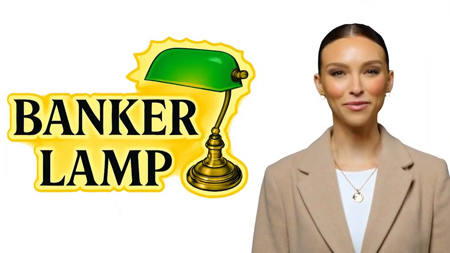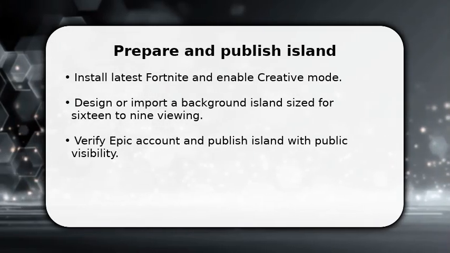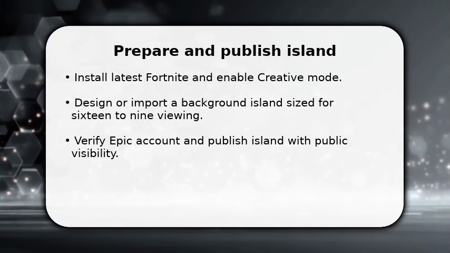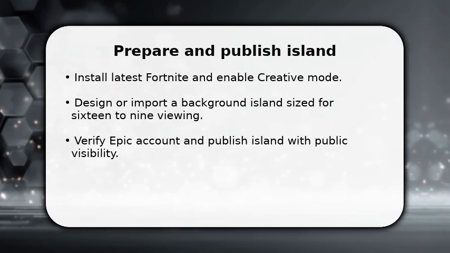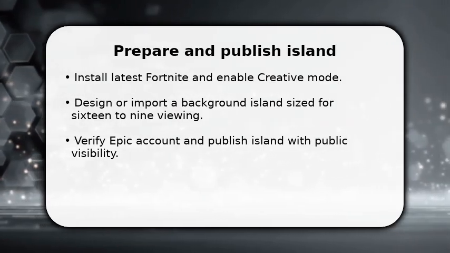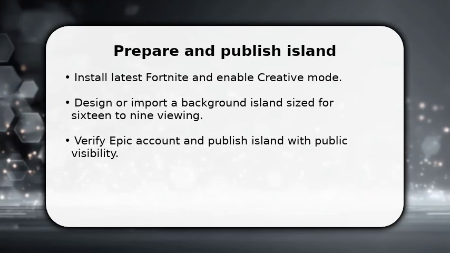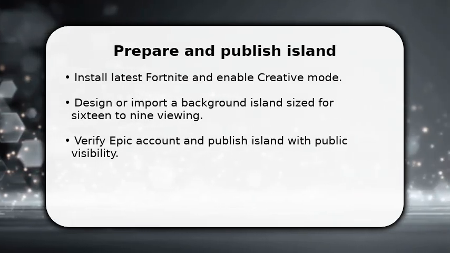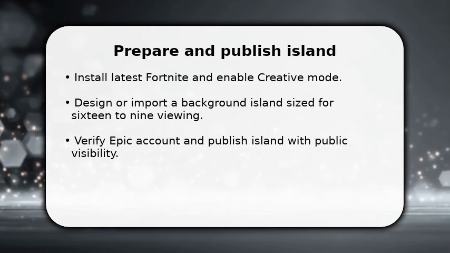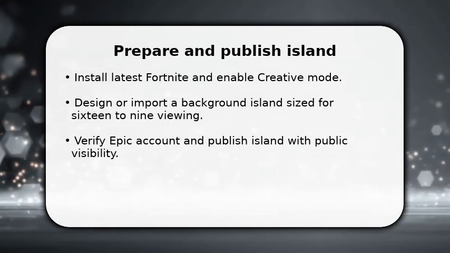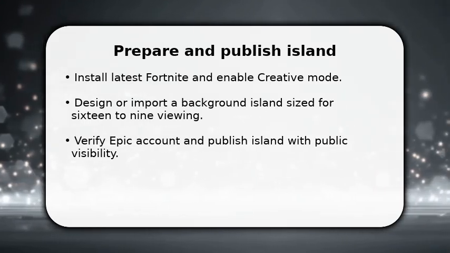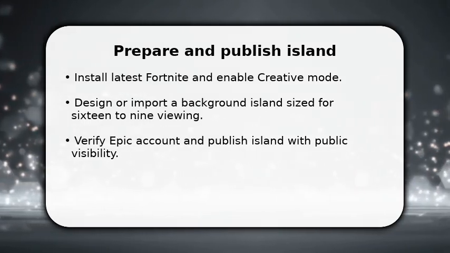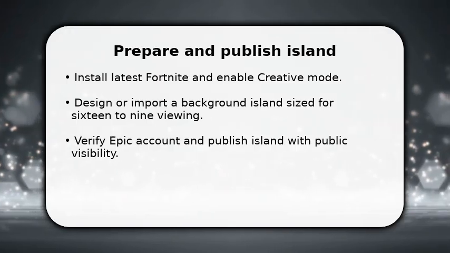Please enjoy the video. You start by getting a creative island ready and published. Open Creative, build or import the scene you want as a lobby backdrop, and shape it for 16:9 framing so key elements stay visible. Once done, open the island settings and choose Publish. Make the island public and add a clear name and description so others can find it. You need an Epic account verified for publishing. Without that, the lobby option won't appear.